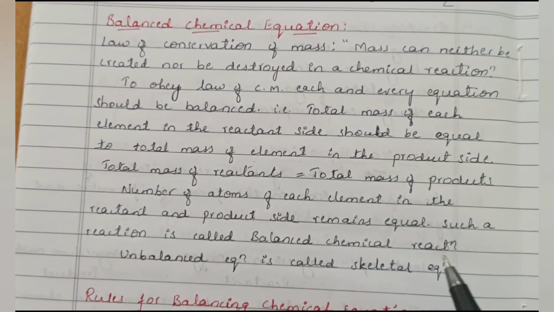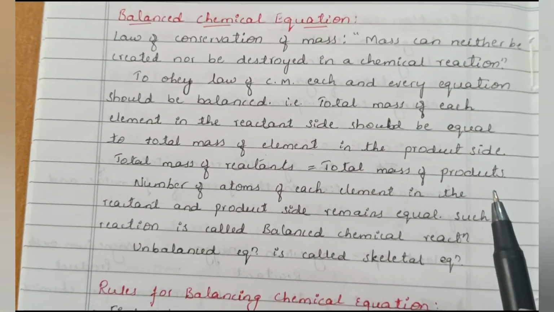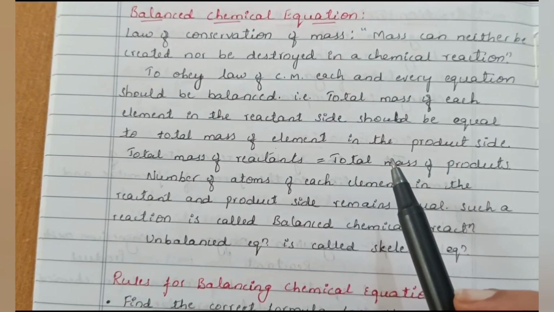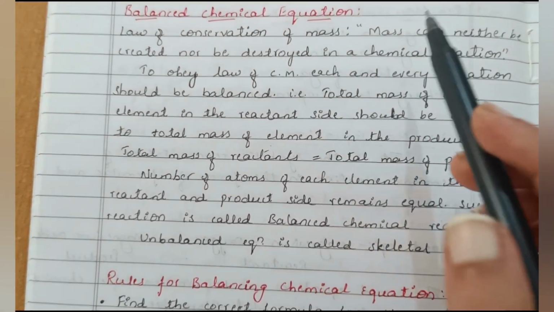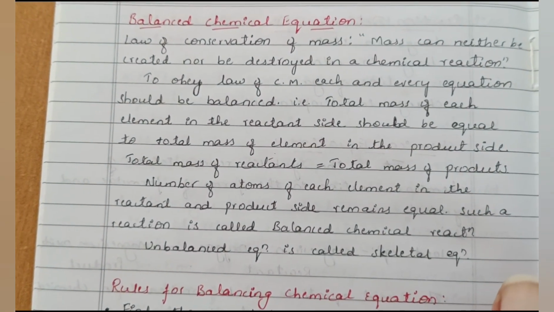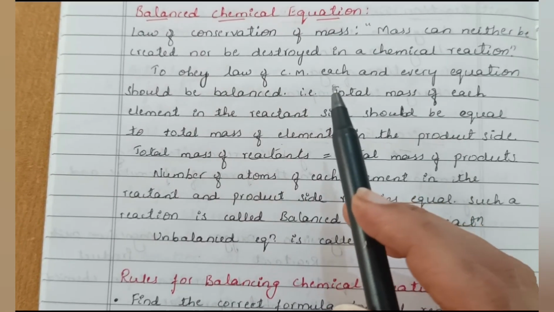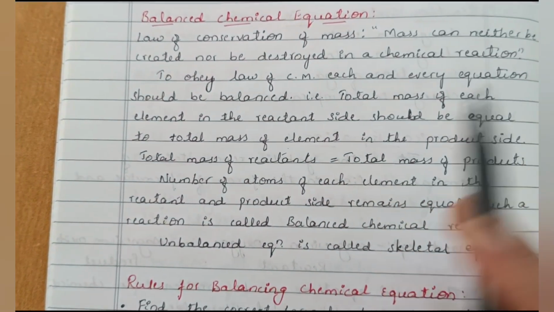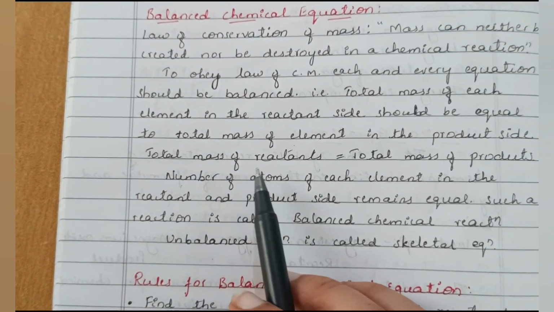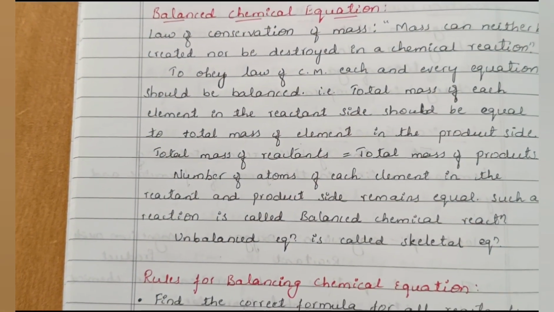If it is 4 in the reactant side, the product side should be 4. That is the meaning. So the total mass of the reactant should be equal to the total mass of the product, or the mass of each element present in the reactant side should be equal to the total mass of that element in the product side. In other words, the number of atoms of each element in the reactant and product side remains equal.